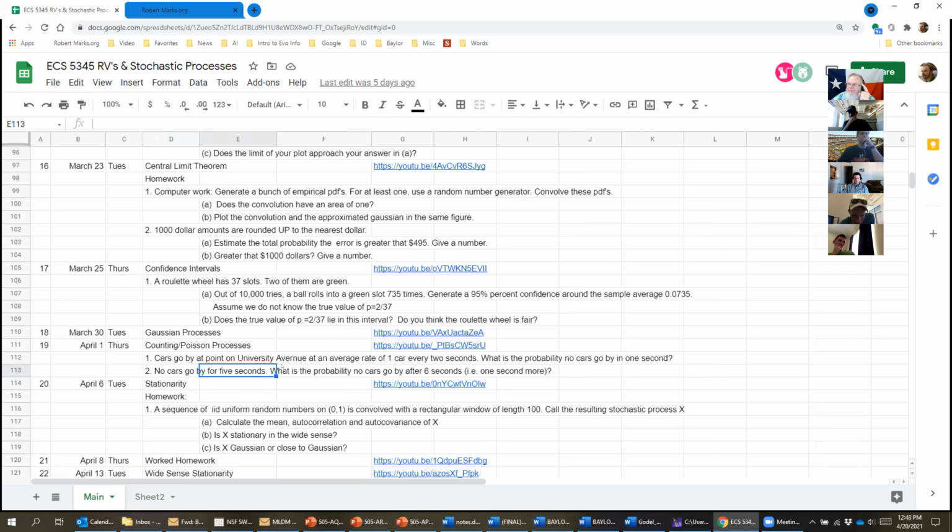Glauco, did you try that way? Yes, I did a different approach. Okay, let's see what you did. Maybe there was some ambiguity in the statement of the question, but my intent was that it was a conditional probability. What's the probability that no cars go by in 6 seconds, given that no cars have gone by in 5 seconds, as a conditional probability. Go ahead. I cannot share the screen. Can you stop sharing, please? Oh, yes, I can.